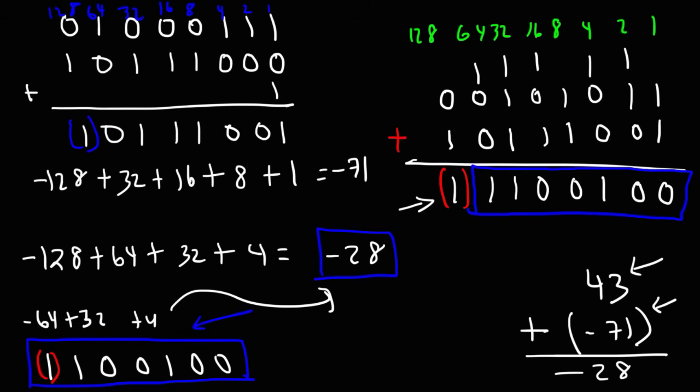So that's the end of this video. Now you know how to express a negative number as a binary number using the sign magnitude method and the 2's complement method. And you know how to perform binary addition as well as binary subtraction using the 2's complement method and the straightforward subtraction method.